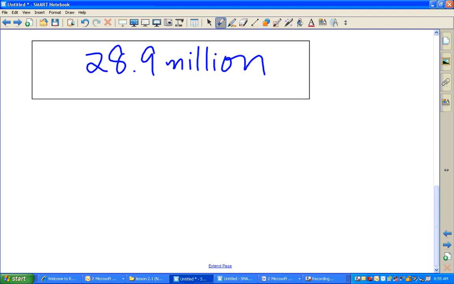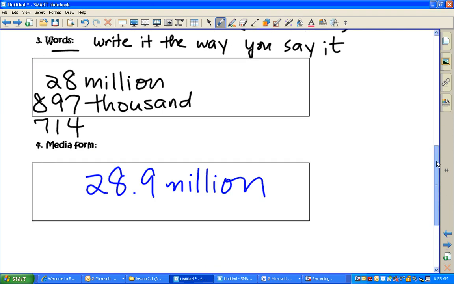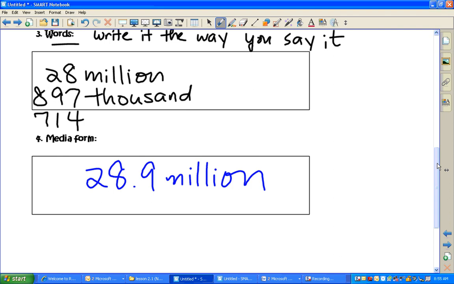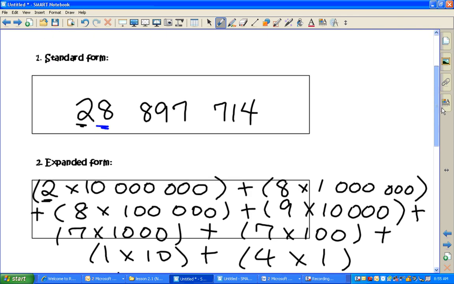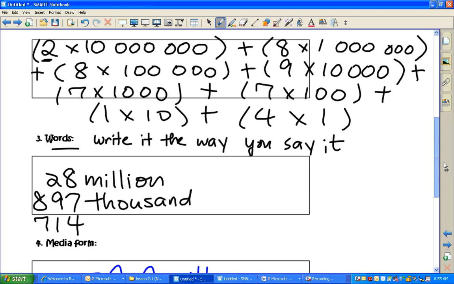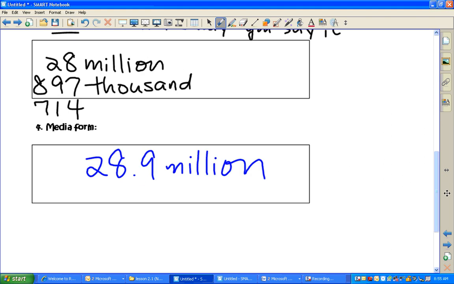Okay, actually, can someone tell me what does media form do to a number? I took the same number, 28,897,714, and I wrote it here as 28.9 million. What did I just do to the number? And that's how it's often reported in newspapers, sometimes on the internet, and you actually often see this. And there's a reason why it exists, and I'll ask you in a bit. Okay, Ravi? It rounds it to make it a smaller number.